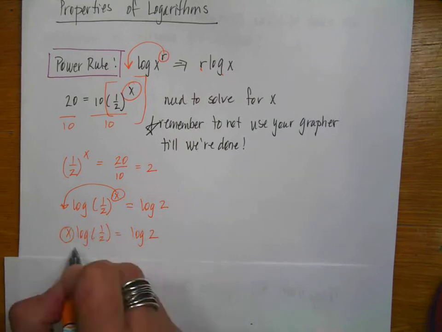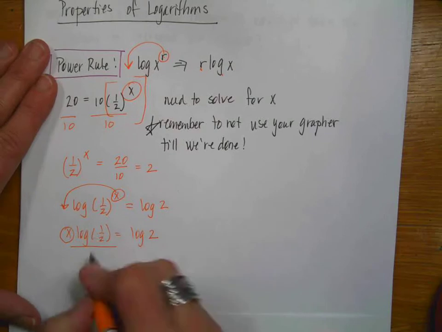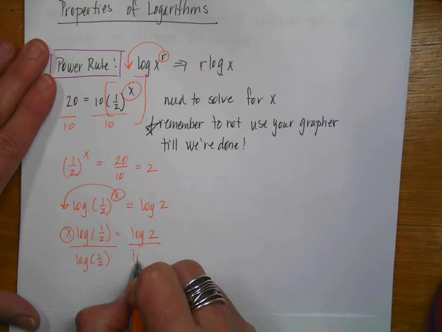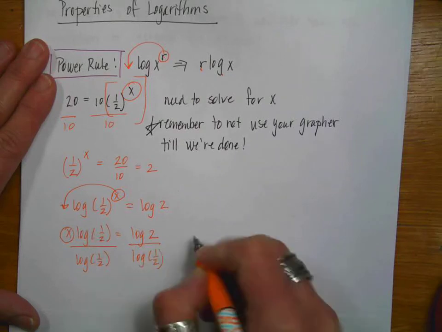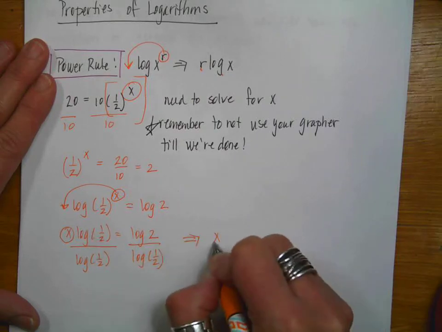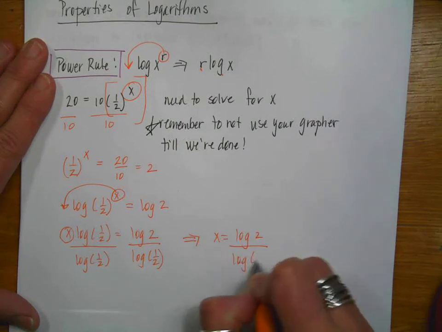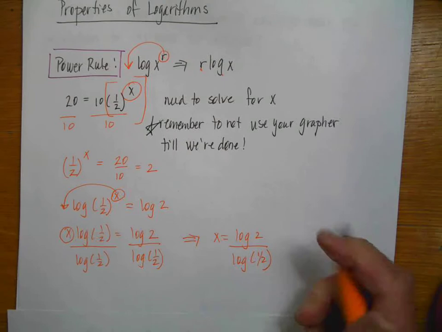The goal is to solve for x, so I'm going to divide both sides of the equation by the log of 1/2, and so I'm going to get that x is equal to the log of 2 divided by the log of 1/2.